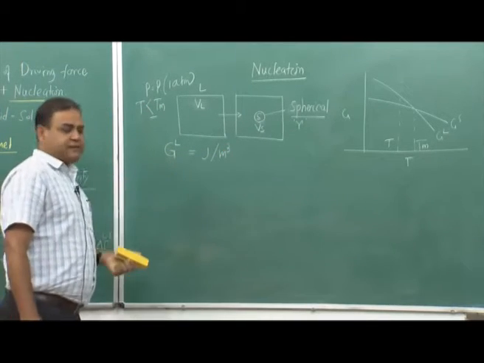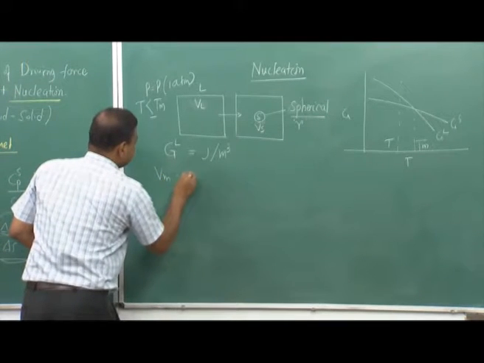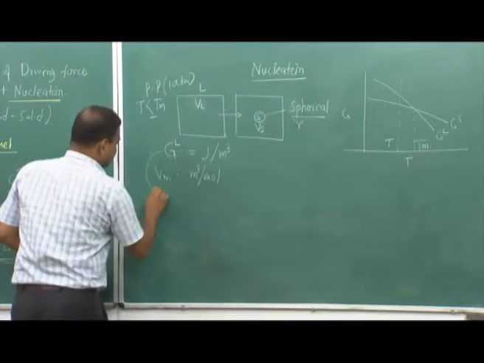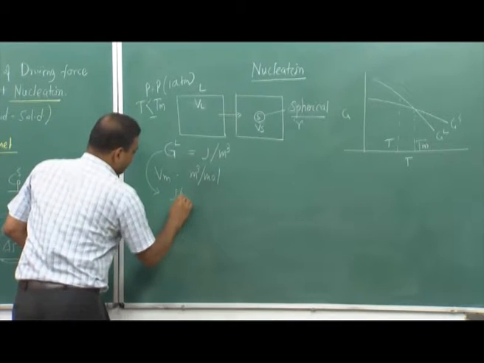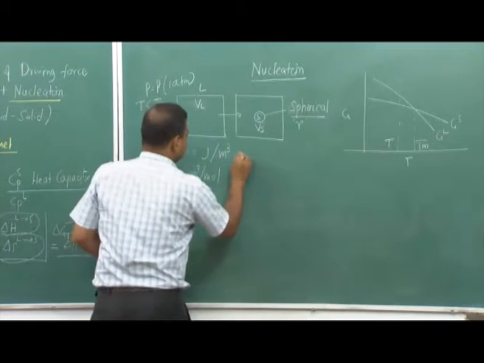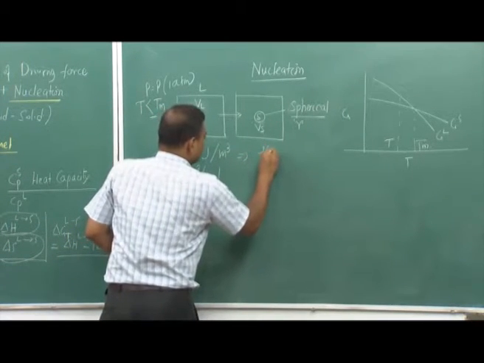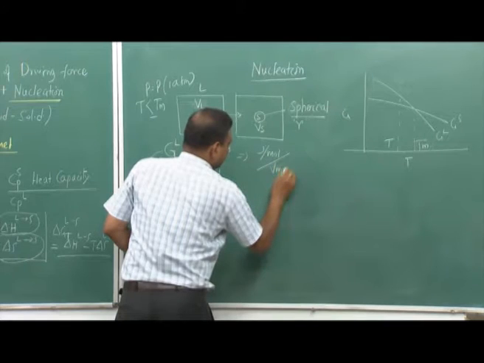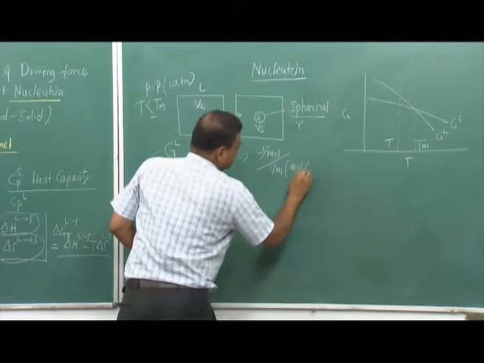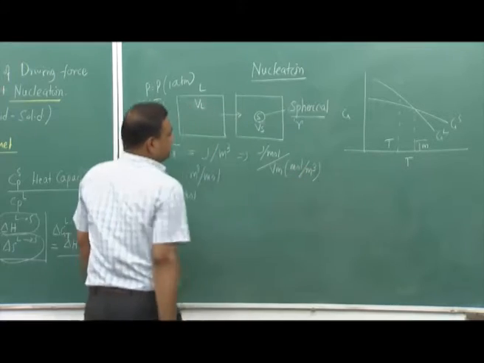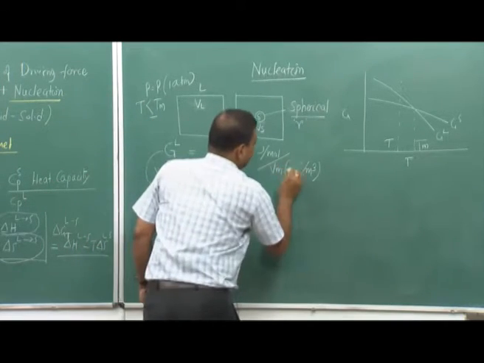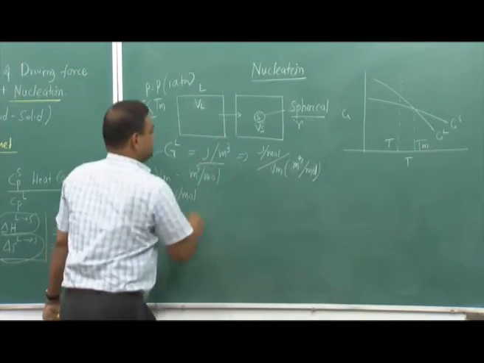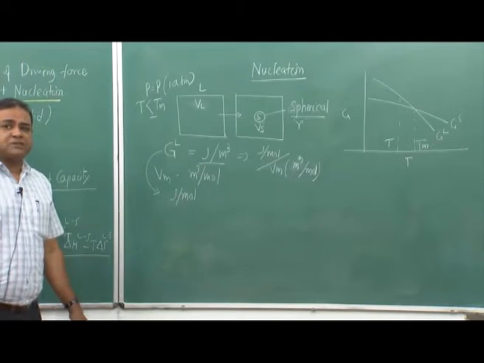Now, how would we get this? Let us say if I know the Vm, which is meter cube per mole, and initially this is expressed in terms of joule per mole, I simply get this by joule per mole divided by Vm, which is meter cube by mole. So then I would get joule per meter cube. That means it is a volumetric free energy.